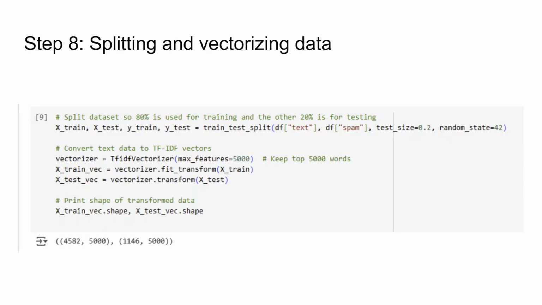Then it has to split the data into training and testing data. It can't use all the data to train on because then it will know what all the data is. So I did 80% that it'll get trained on, and then it gets tested on the remaining 20%. And then it vectorizes it. The model can't work directly with text, so it has to convert it into vectors to be able to process it.